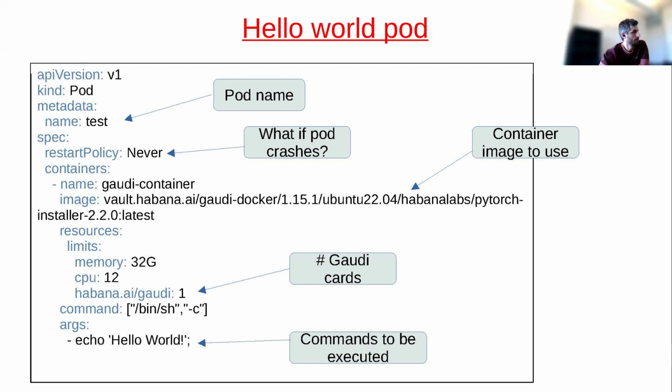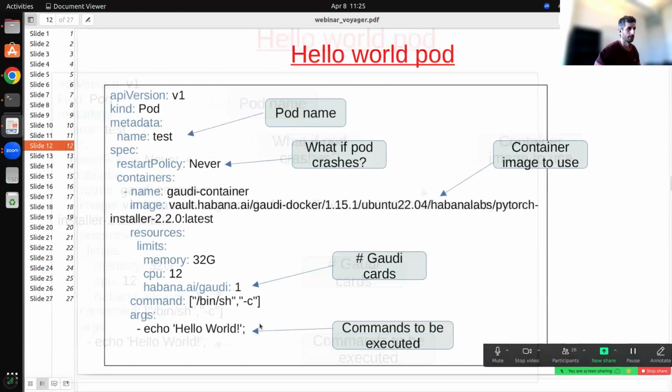Then in the container, you need to define the resources here, requesting 32 gigs of memory, 12 CPUs, and 1 Intel Gaudi card. I mean, this is too much for this example, but it's some random application. Then the commands we want to execute from the terminal, so we should include this. And then the arguments, for example, we can do a hello world, and I'm going to show you how to do that.